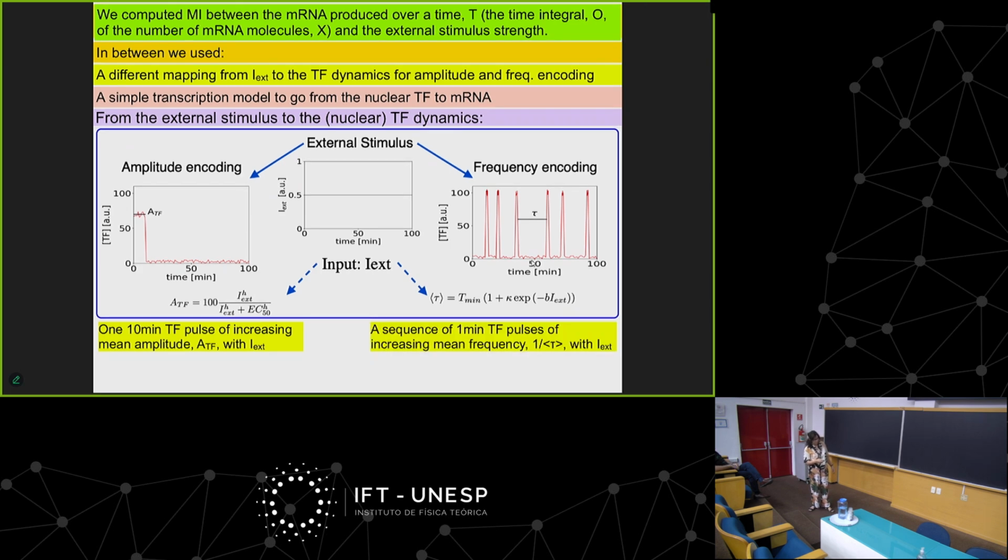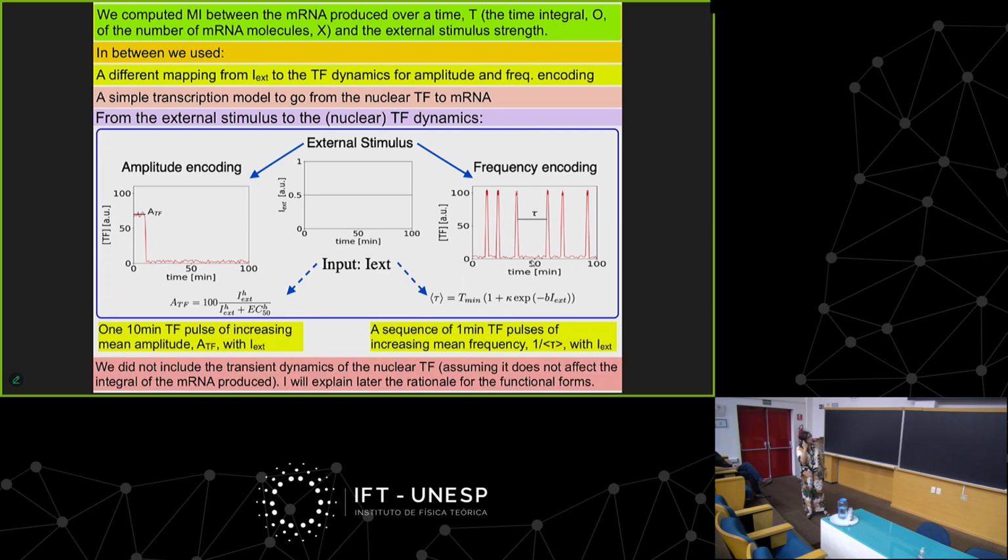Okay, and this is what I said about frequency encoding. And well, maybe we should have included some transient dynamics of the transcription factor getting into the nucleus. But since our output is going to be a time integral of the messenger RNA produced, we think that transient would not affect very significantly that integral, which is our output.